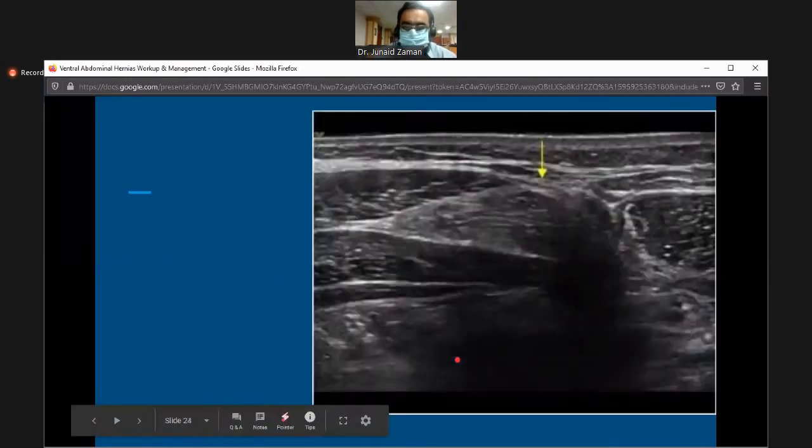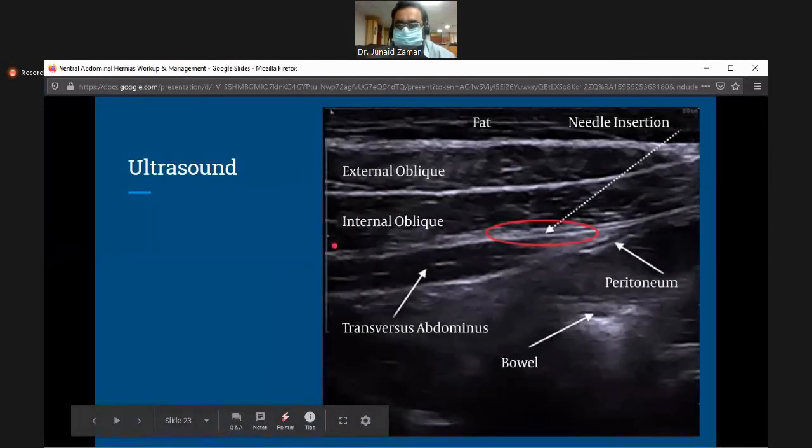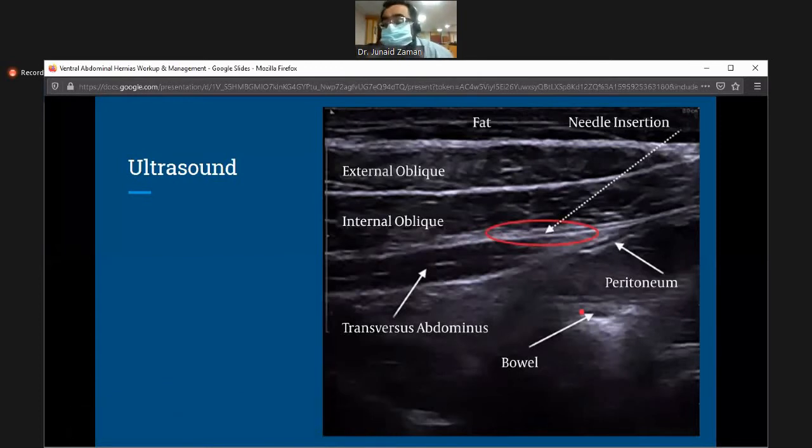Yes, we can do an ultrasound, and you guys can see. If you remember the picture I showed you guys earlier, this is the fat, this is the external oblique, then the internal oblique, and this is the transverse abdominis muscle. This thin line which is going in just below the transverse abdominis muscle, this is the peritoneum, and you can see the bowel over here. So it's a least invasive investigation.